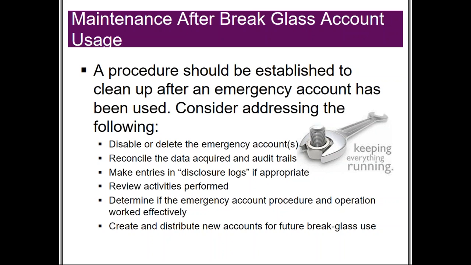Next is determine if the emergency account procedure and operation worked effectively, and if it didn't work effectively, what do we do? We adjust it as necessary. We make changes to it so that next time it will work. And the last one is create and distribute new accounts for future break glass use. Again, that goes with number one. After we disable or delete that account, of course, we need to build a new one in case we have a problem next week and the same type of thing occurs or another emergency occurs.